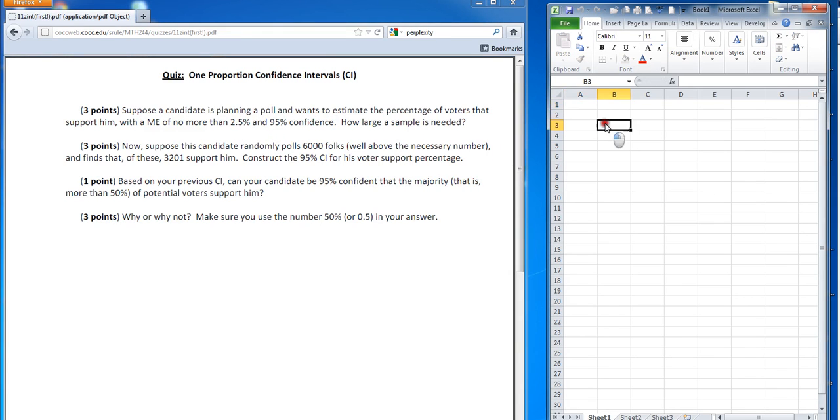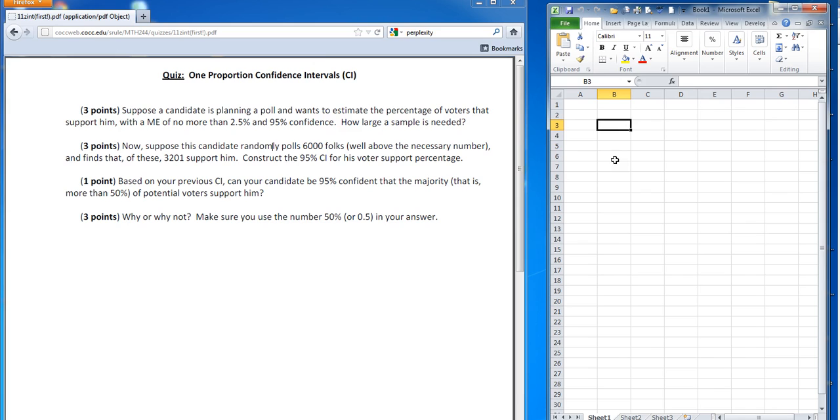Okay, so the reason I'm over here in Excel: if you were using your TI, I gave you a program called Sample Size Calc, which allows you to very simply run it. It asks you for confidence. It asks you for your margin of error as a decimal.